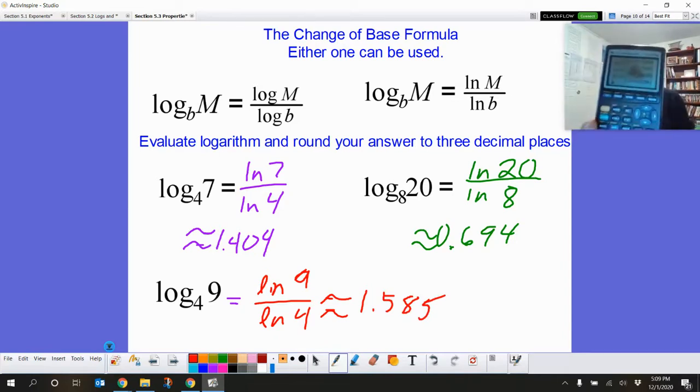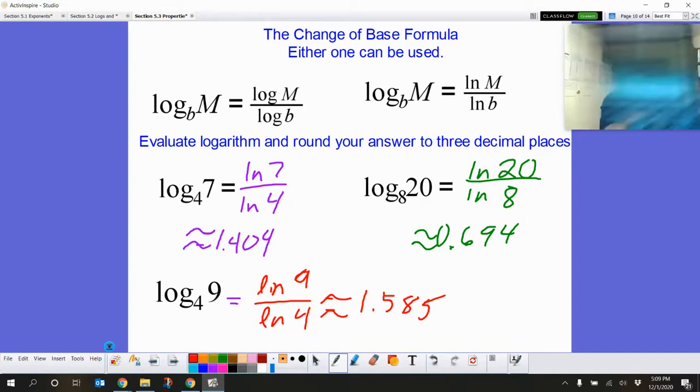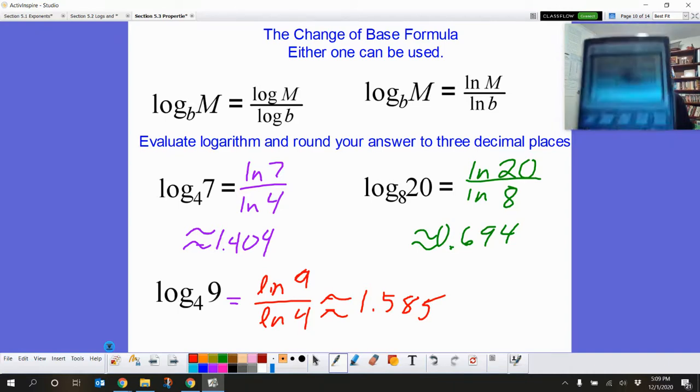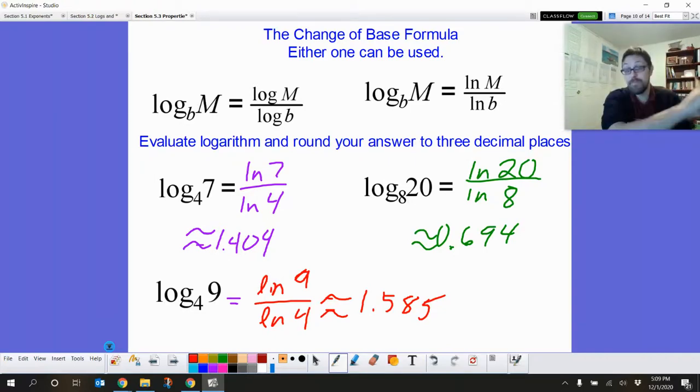Be careful that you close that first parentheses. If you don't close the first parentheses, you get the wrong answer. Here, let me show you. Check it out. See, those don't match. They're close, but they don't match. So if you don't put that parentheses there, it shoves the second logarithm inside of the other one. We don't want them inside each other.